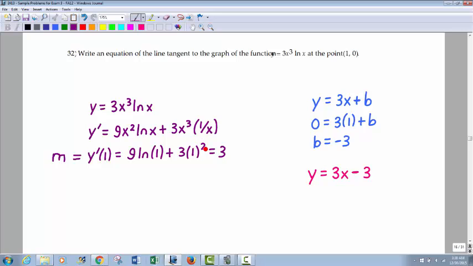So you're dealing with y equals 3x plus b. So you have to then put in the x here. x is 1, and y is 0. So you put the 1 in for the x, 0 for the y, solve for b, and b will be -3. So therefore, your equation of your tangent line will be y equals 3x minus 3.